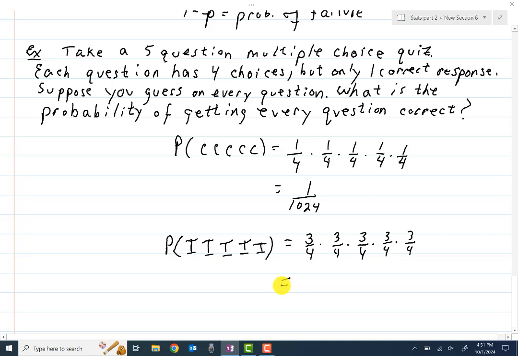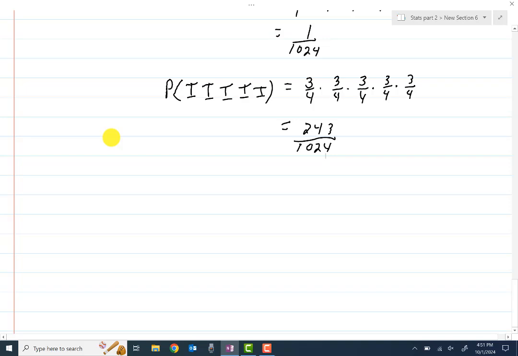Well, let me multiply it out. I think it's 243 over 1,024. So just as an estimate here, this here is about 0.1%, and this here is about 24%. So as you can see, you have a much higher chance of getting all of them wrong than all of them correct. Now, what we might be interested in doing for this kind of a question is the following.